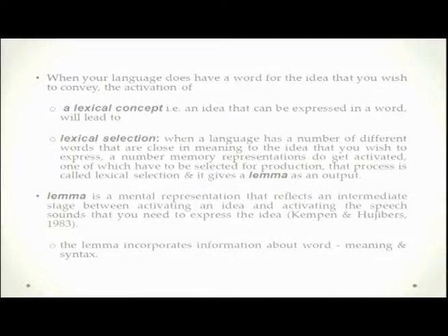You're seeing an exquisite scene, and from that scene to actually describing that in words, poetry, and different kinds of forms, this interface is called lexicalization. Okay, so remember it is a very important aspect. Lexicalization involves a few things I'll talk about. First, if your language has a word for the idea that you wish to express, you will activate lexical concepts. You will activate an idea that is expressible in a word.